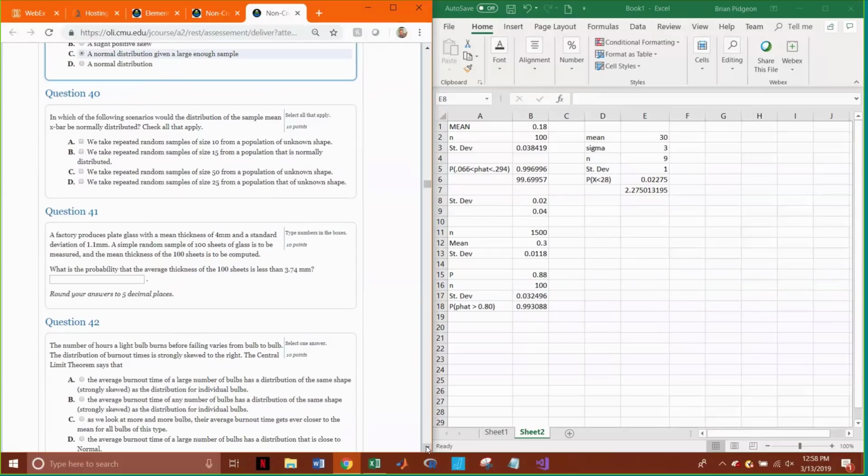Question 40. In which of the following scenarios would the distribution of the sample mean be normally distributed? Well, we take random samples of size 10 from a population of unknown shape. Nope. We take repeated random samples of size 15 from a population that's normally distributed. Yes, as long as the population is normally distributed, the sample size does not matter. We take repeated random samples of size 50 from a population of unknown shape. That's also true, because if the population shape is unknown, as long as we sample more than 30, it's fine, which means D is wrong because we're only sampling 25.